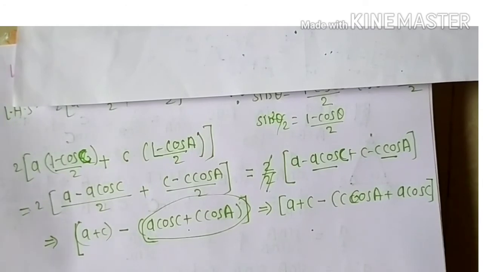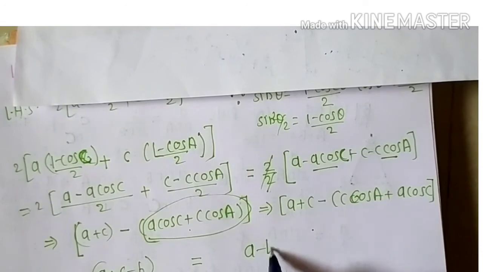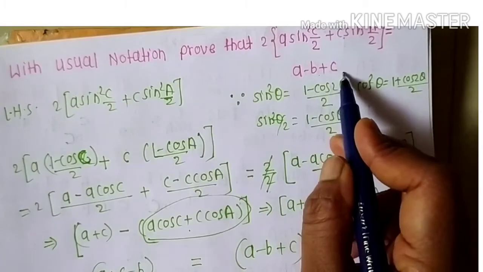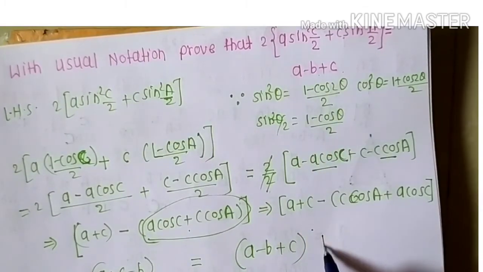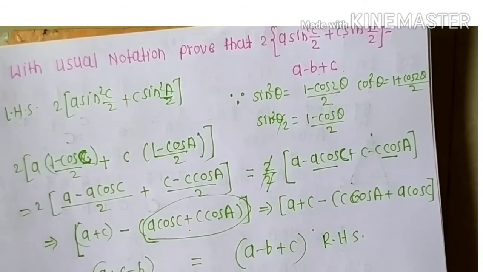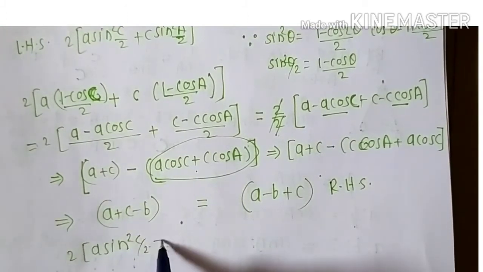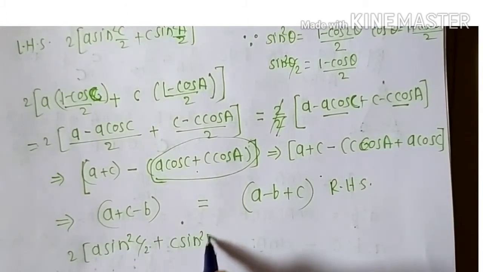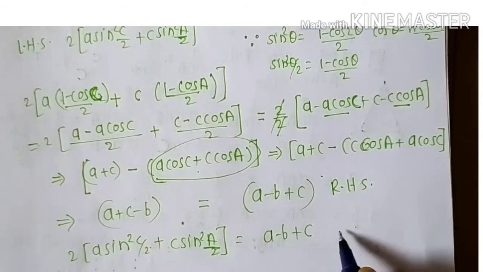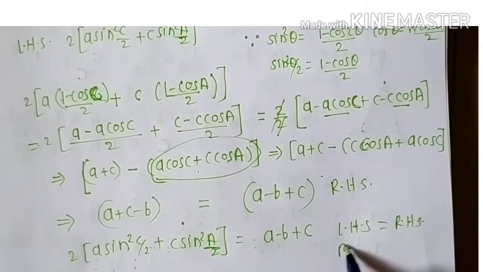Then we substitute this as b, meaning a plus c minus b, which is equal to a minus b plus c. And what we have to prove is this result, a minus b plus c, which is our right hand side. In this way we get 2 into a sine square C by 2 plus c into sine square A by 2 is equal to a minus b plus c. That is, our left hand side is equal to right hand side.